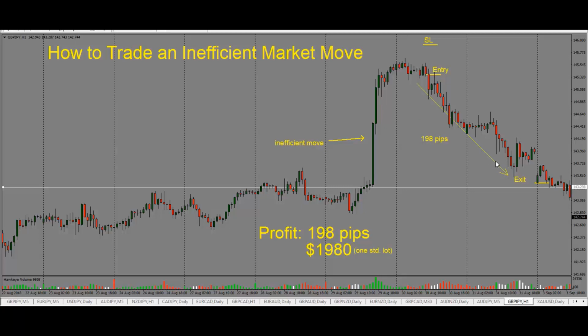So in this case, from entry to exit, we have 198 pips in the trade. So our profit is 198 pips, or $1,980 when trading one standard lot.